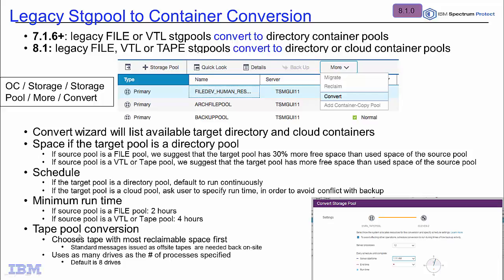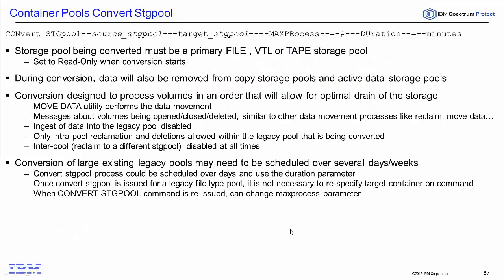When the conversion from tape runs, we do choose the tapes with the most reclaimable space to be converted first, and we use as many drives as are specified on the number of server processes when you set up your Operations Center wizard. If you want to run the command via the command line, it's convert storage pool, source pool, target storage pool, max process, and duration.